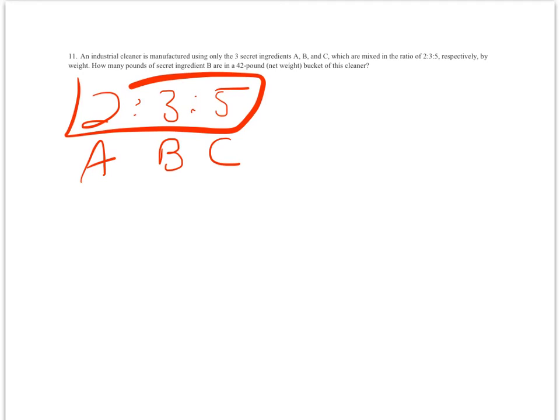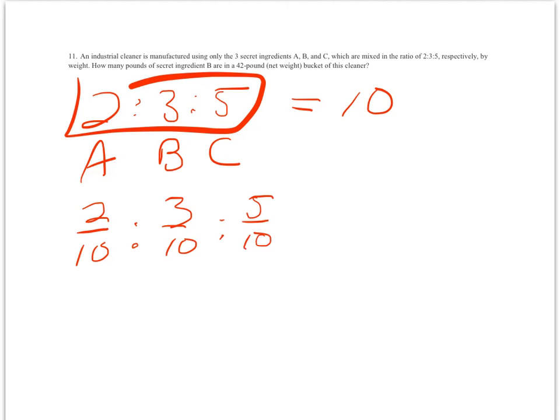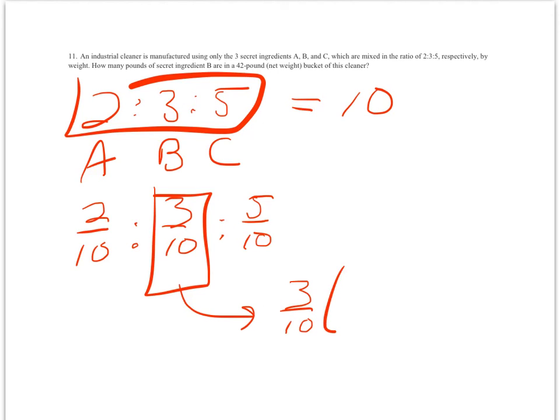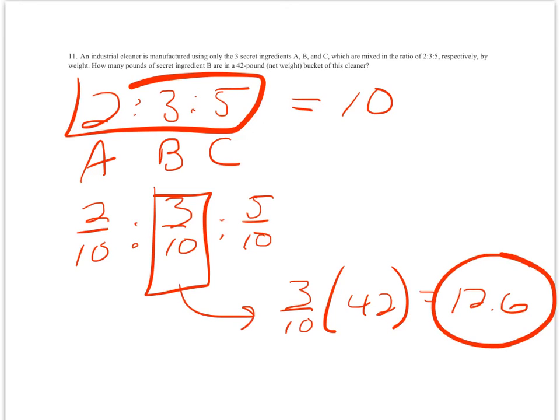If you add these parts together, 2 plus 3 plus 5, you get 10. So 10 parts. A is 2/10 of that. B is 3/10 of that. C is 5/10 of that. So what this question is really asking, since we're supposed to figure this out for part B, is what is 3/10 of 42? So you multiply 3/10 times 42. 3/10 is the same as 30%, or 0.3. You're going to get 12.6. And this is in pounds. 12.6 pounds.